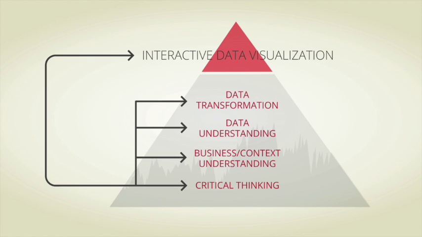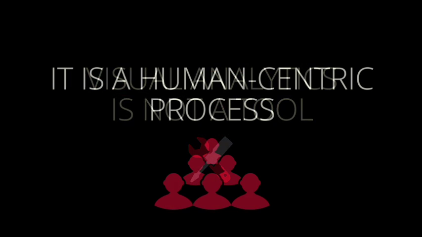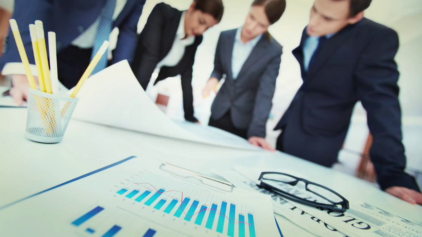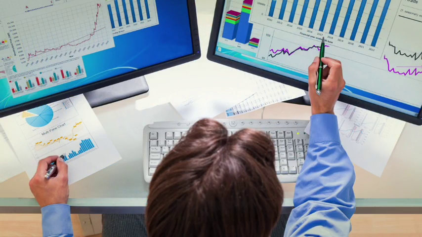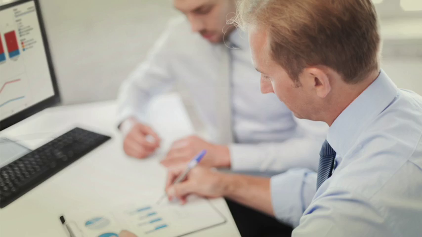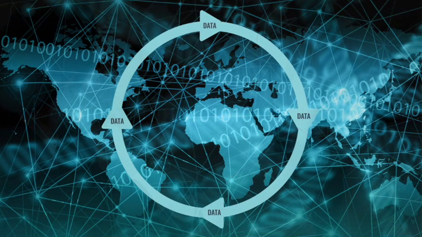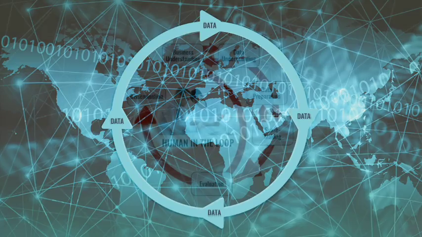As you may have guessed, the entire pyramid is what we call visual analytics. Visual analytics is not a tool. It is a human-centric process. It starts from us humans, understanding the context and the data. After we prepare the data, we can then interact with visualizations to make sense of data and begin to evaluate our hypotheses. These results are then disseminated to others, and we all gain a better understanding of the world and how we should interact with it.